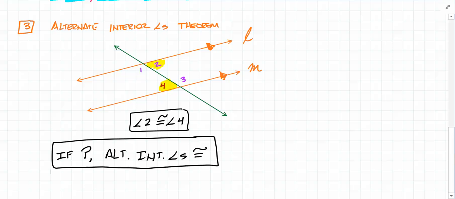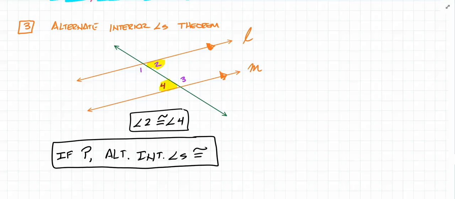So therefore, we have a theorem here. We say thank you very much for this theorem. We can use it in our proofs. If 2 lines are parallel, then alternate interior angles are congruent. And the part that's in the box right there, that's what goes where? The reason for the proof.